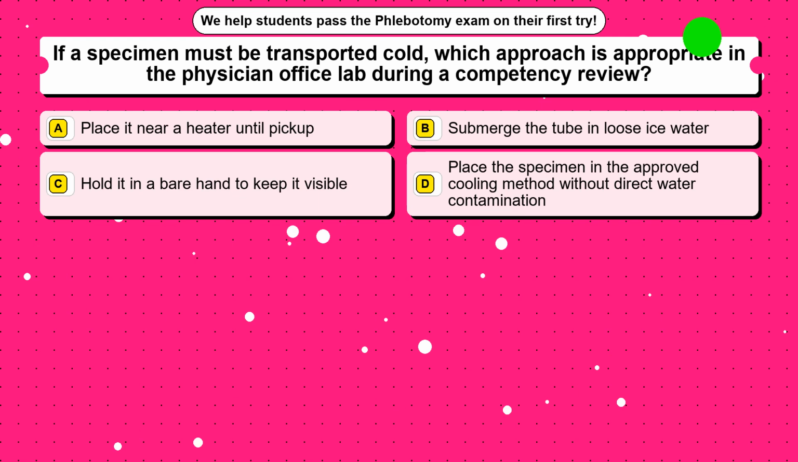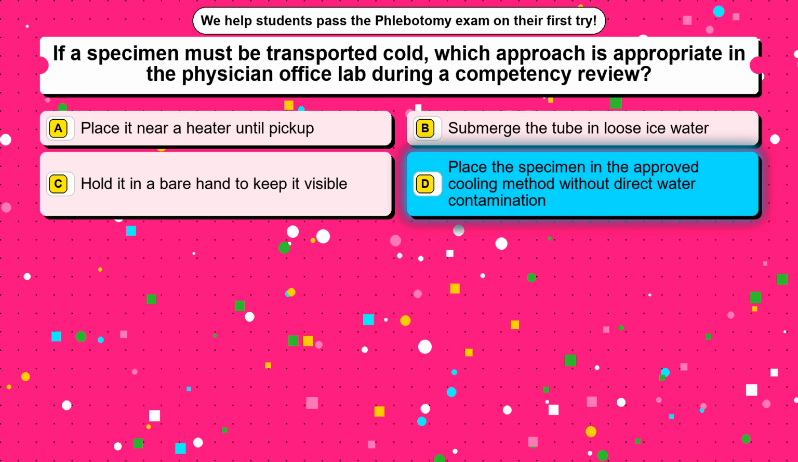Question 65. If a specimen must be transported cold, which approach is appropriate in the physician office lab during a competency review? Option A. Place it near a heater until pickup. Option B. Submerge the tube in loose ice water. Option C. Hold it in a bare hand to keep it visible. Option D. Place the specimen in the approved cooling method without direct water contamination.